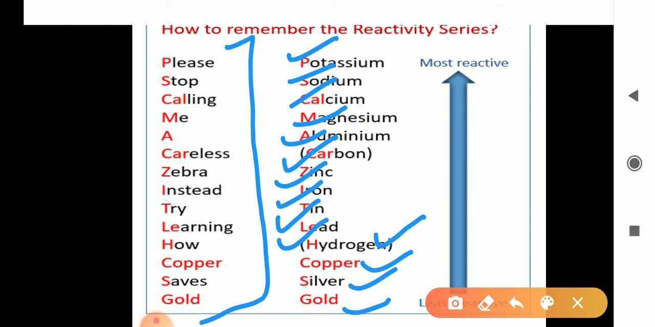One more is there, that is platinum. You can write down here also: how copper saves gold and platinum. Then you can add one more. The last is platinum. Getting?